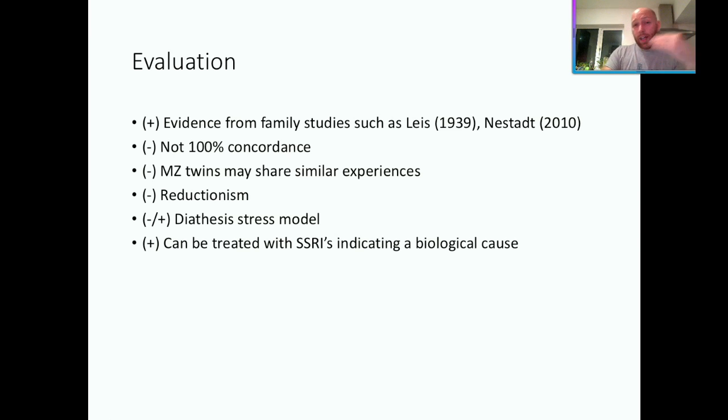Now, the fact that it can be treated with a biological intervention, namely SSRIs, suggests that a biological explanation is a valid one, or at least an appropriate one. And the fact that by increasing serotonin levels using SSRIs, this suggests that serotonin has some role in it. However, with all drug therapies, essentially you are treating the symptoms and not the illness itself, or in this case the disorder.